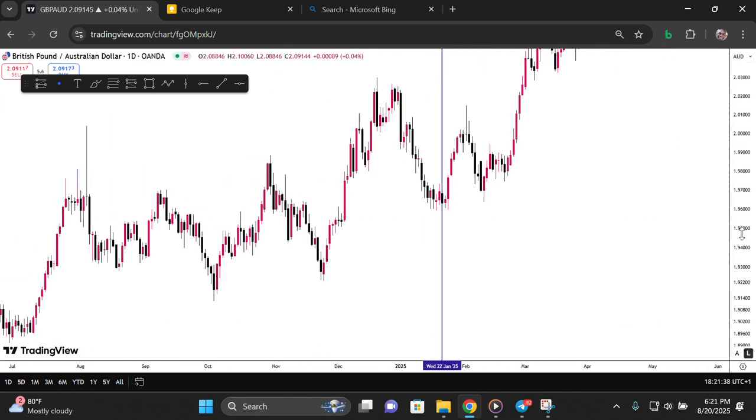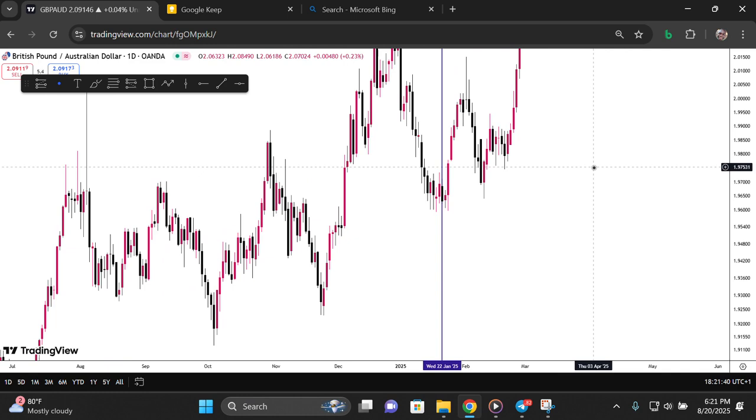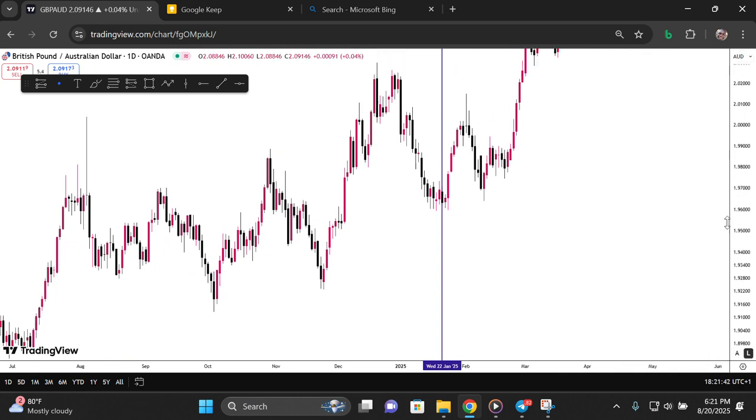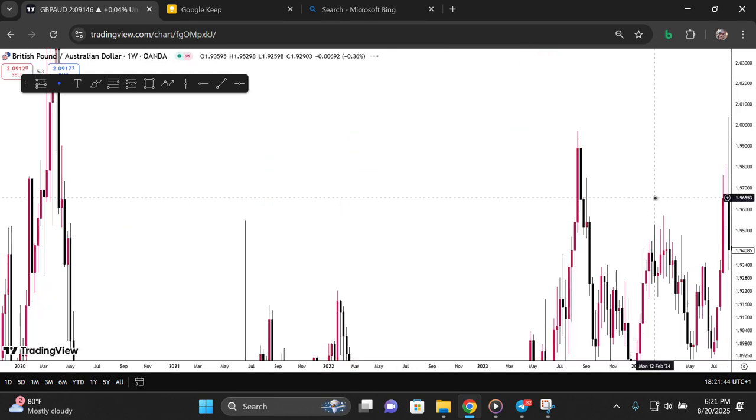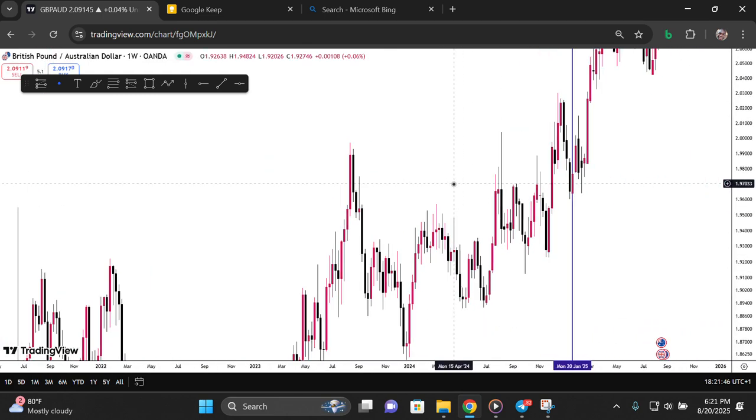Again, I'm showing you this. I won't just tell you I've studied, so let us do it again. Let's start from the weekly time frame. On the weekly time frame, what can we see?